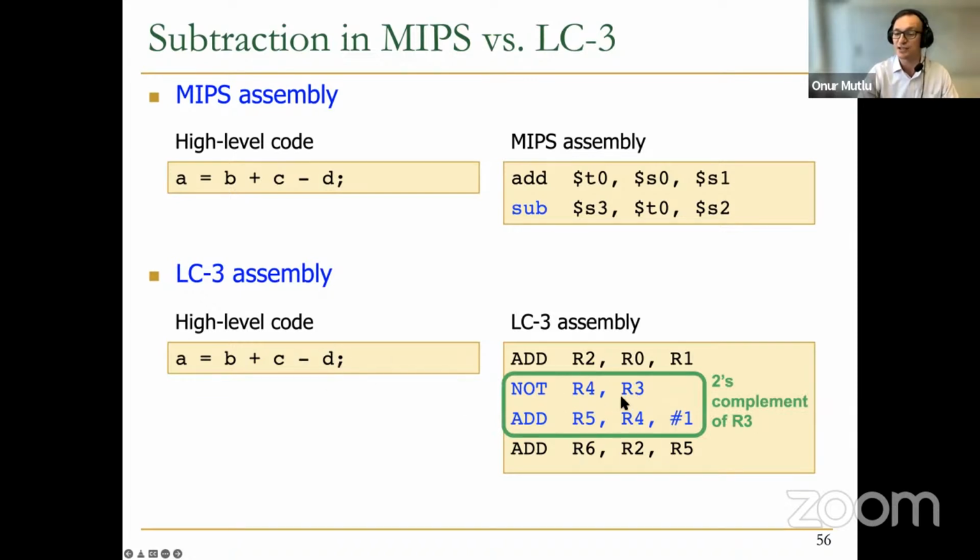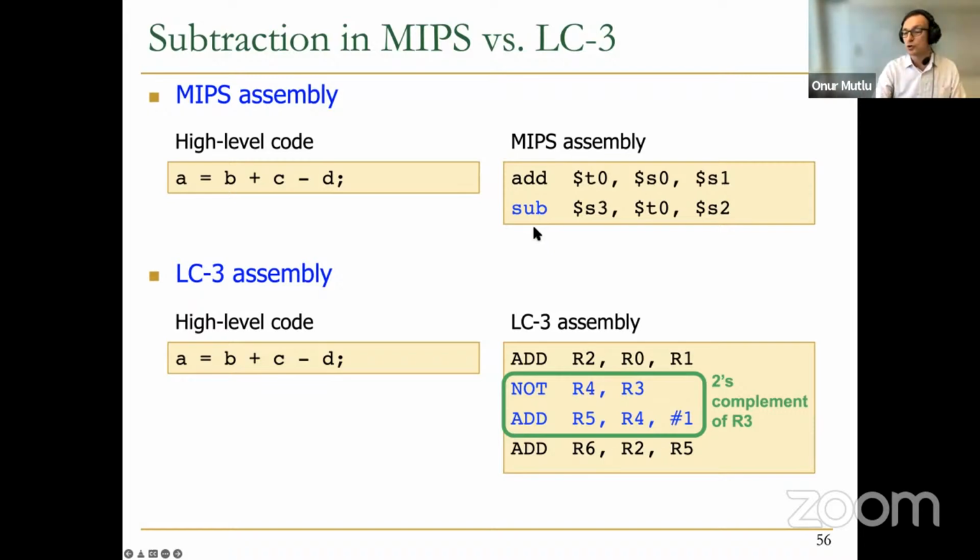Remember, the negation of a value in 2's complement is bitwise NOT, and then you add 1 to it. This is how we get minus D over here, because we don't have a subtract operation. So we basically add B plus C, and then add minus D to it with this add. So you can see that we wasted 4 instructions here. We spent 4 instructions to do the same addition, as opposed to 2 instructions to do the same addition.